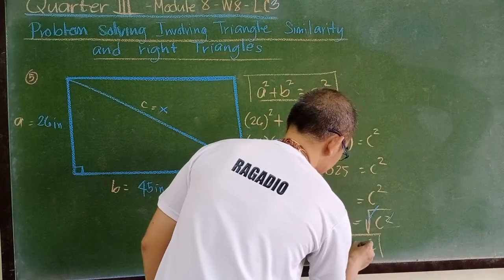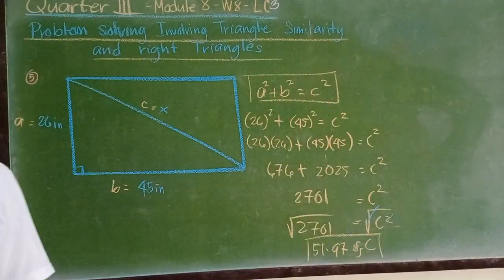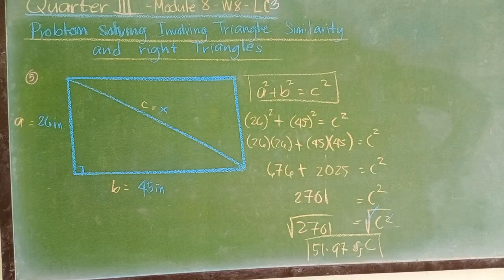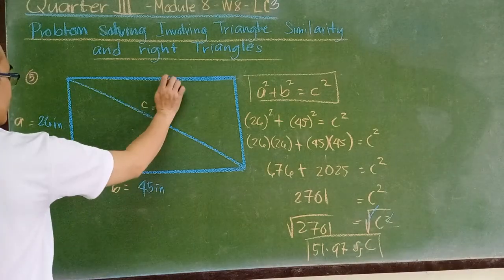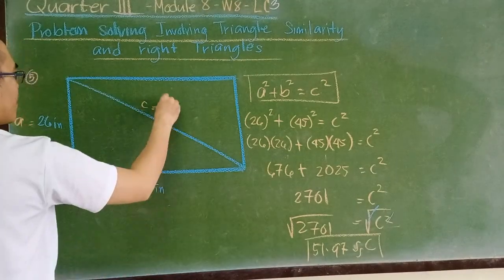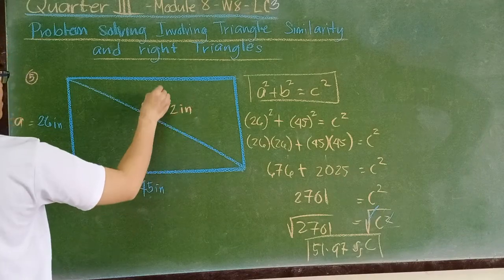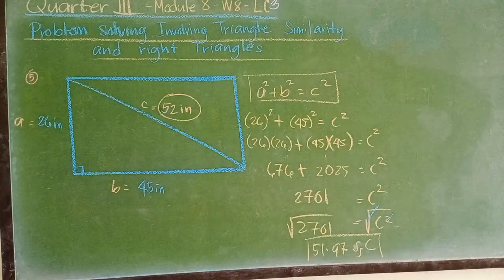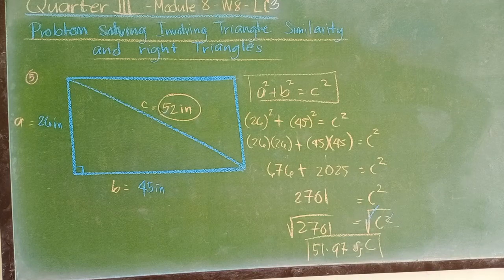So, this is approximation. Since hindi natin masusulat lahat ng mga values, 51.97, or kung i-round off natin yun to the nearest whole number, that is equal to 52 inches. Kung i-round off na lang natin yung 51.97. So that's for number 5, LC number 3 for week 8, last week ng third quarter.